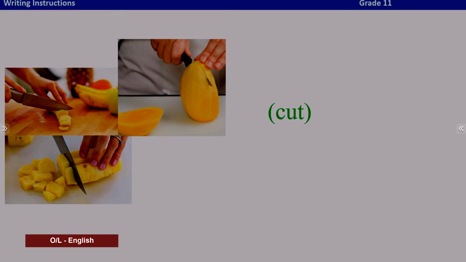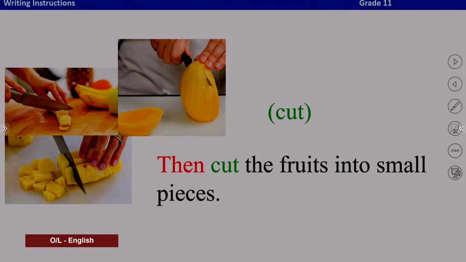Hope the time is enough for you. Let's see the instruction. Then cut the fruits into small pieces. So the sequence word is marked in red, verb is in green, and cut what? The fruits. How? Into small pieces.